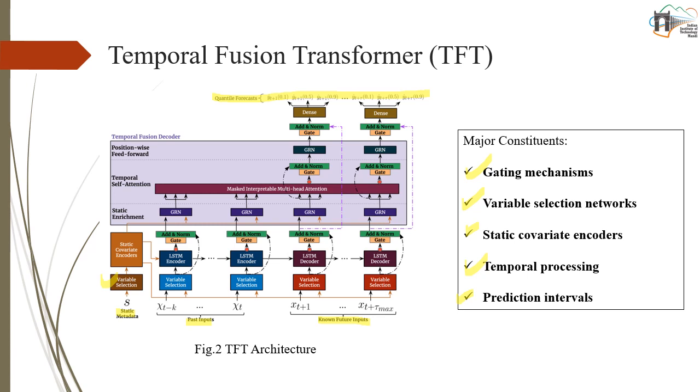Okay. Now, these prediction intervals are provided through these quantile forecasts, which offer valuable information about the uncertainty associated with the predictions. Because the prediction intervals indicate the range within which the target variable is likely to fall at each prediction horizon. This measure of uncertainty allows the decision makers to assess the level of confidence in the forecast and make informed choices based on the associated risk.